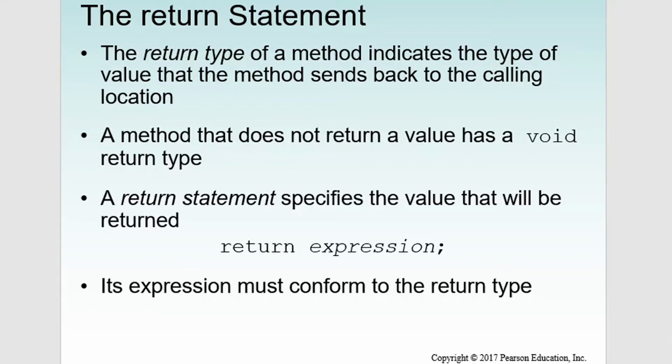The return statement. The return type of a method indicates the type of value that the method sends back to the calling location. A method that does not return a value has a void return type. A return statement specifies the value that will be returned. Its expression must conform to the return type.